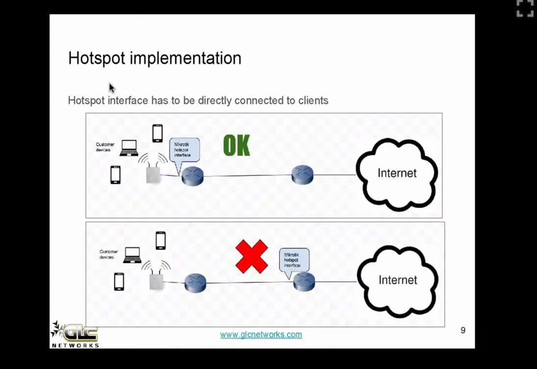So next is about the hotspot implementation. When we turn on hotspot, it has to run on one interface on the router, and it has to be the interface that is directly connected to the clients. For example, we have two routers here. In the first example on top, it is correct because we set up the hotspot interface on the left router, where the interface is connected directly to the client. In the second example, we set up the hotspot interface located after the router that is connected to the clients.